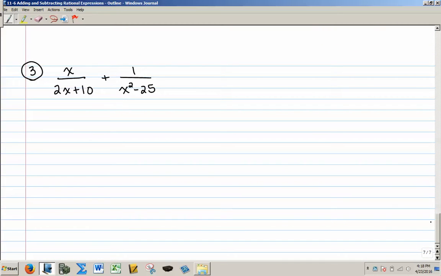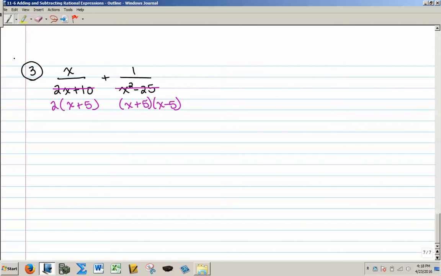And let's take a look at one last example here. Here I have x over 2x plus 10 plus 1 over x squared minus 25. And I'm going to go ahead and factor each of those denominators. 2x plus 10 can be factored into 2 times x plus 5. And x squared minus 25 can be factored into an x plus 5 and an x minus 5.